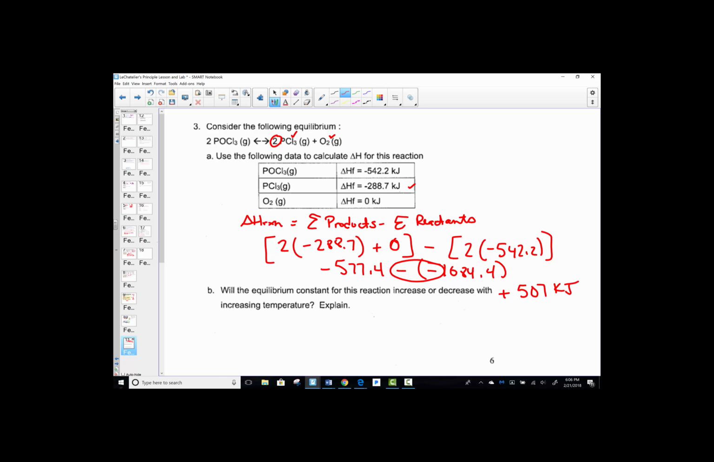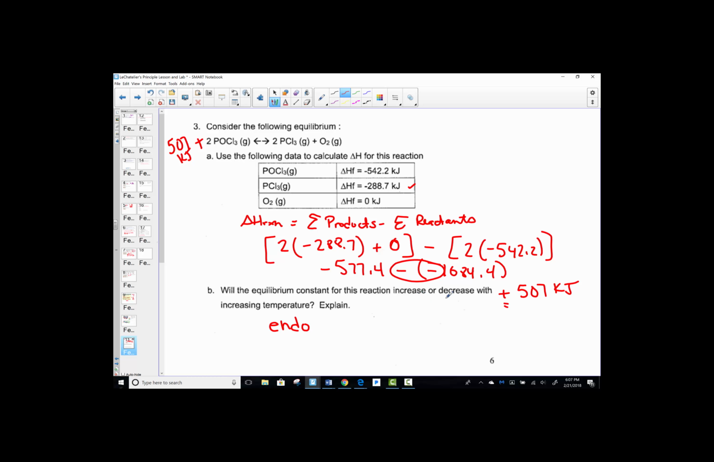This reaction came out with a positive value. So this reaction ends up to be endothermic. If it's endothermic, I like to think of the heat content as right up here as a reactant. 507 kilojoules of energy have to be placed into the reaction to force it to occur. Endothermic. Think of the heat as a reactant.